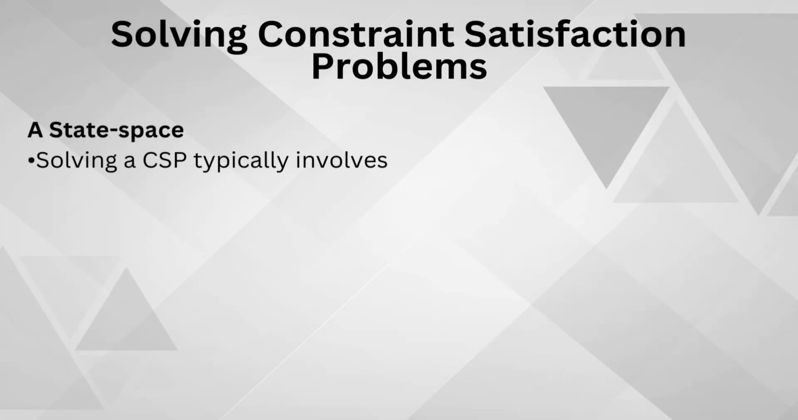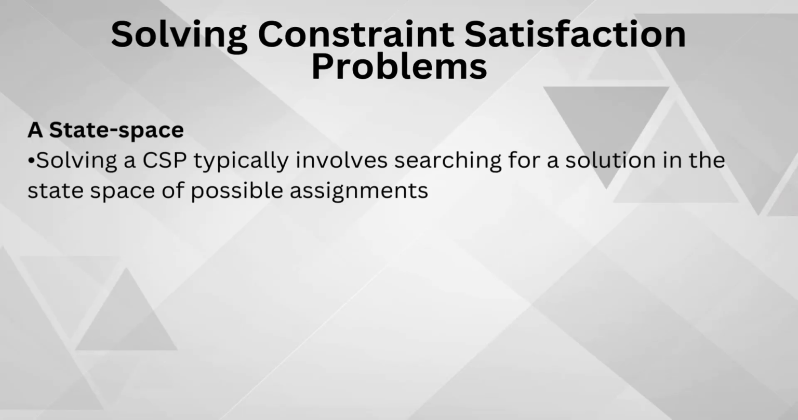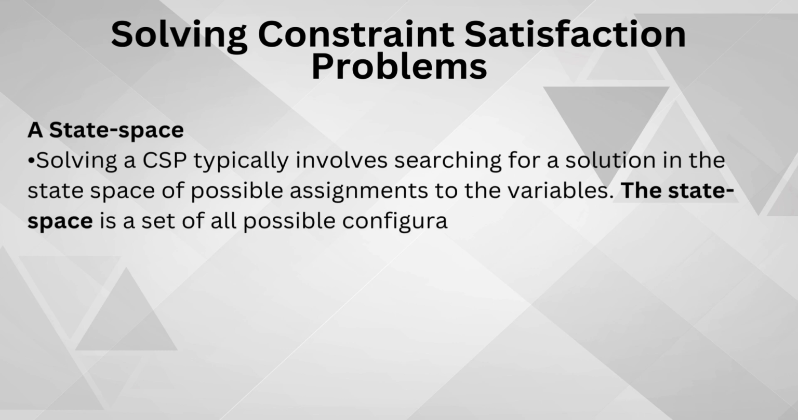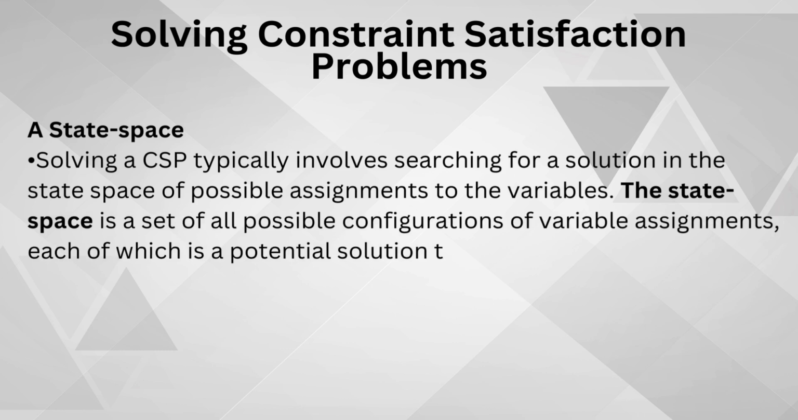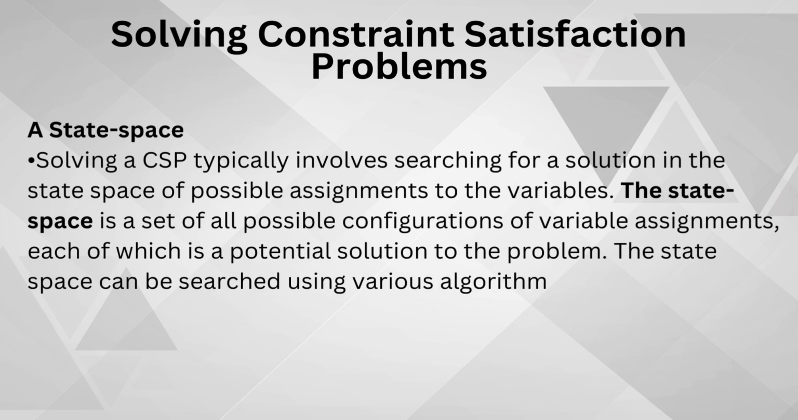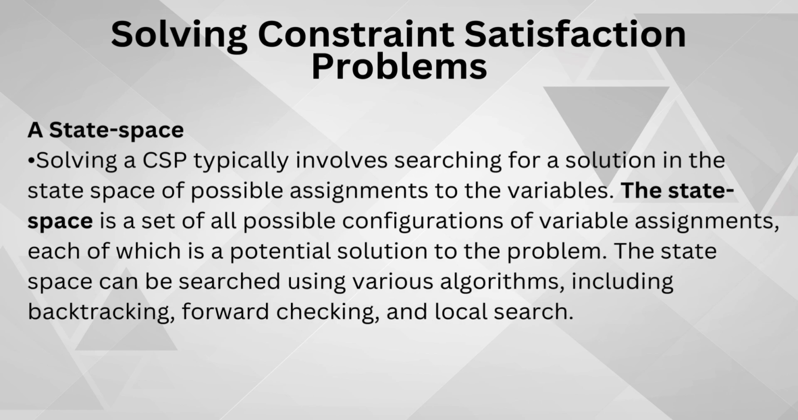The state space. Solving a CSP typically involves searching for a solution in the state space of possible assignments to the variables. The state space is the set of all possible configurations of variable assignments, each of which is a potential solution to the problem. The state space can be searched using various algorithms including backtracking, forward checking and local search.